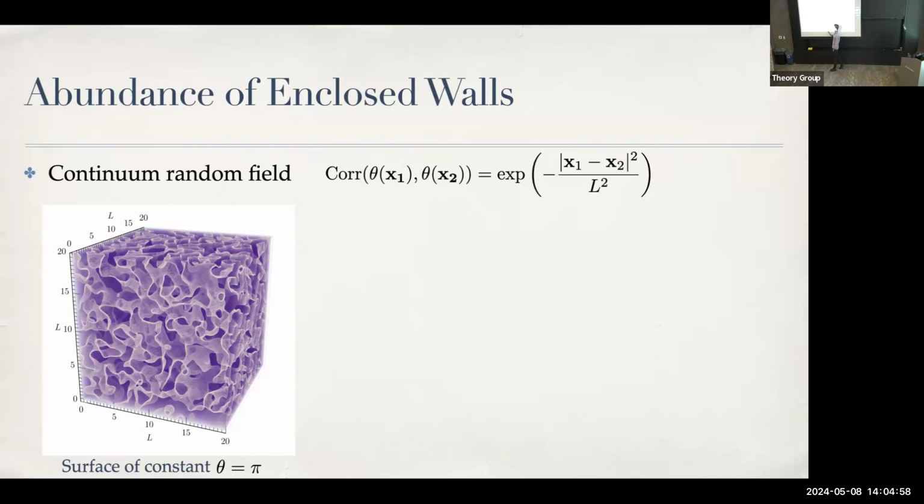All right. So what you'll see is that this purple region here, which is my surface of constant theta equals pi, i.e. my infinite domain wall network, is very Brownian, very random on distance scales much greater than my horizon size L, right? That's just because my field is entirely uncorrelated on separations much greater than that.